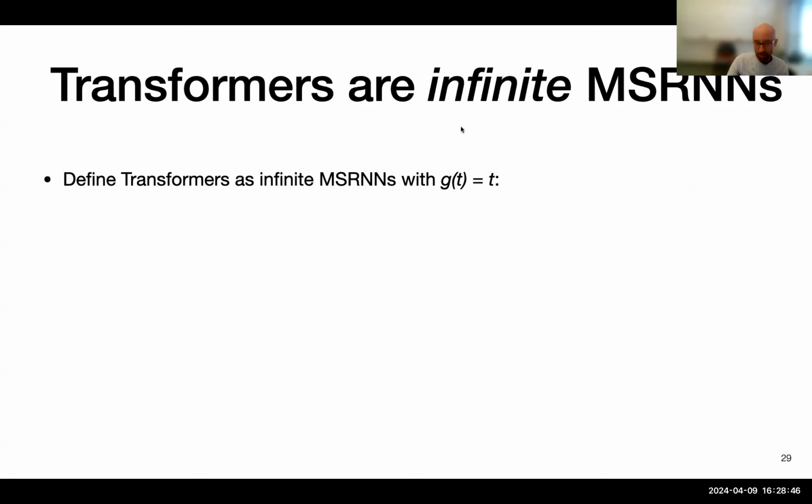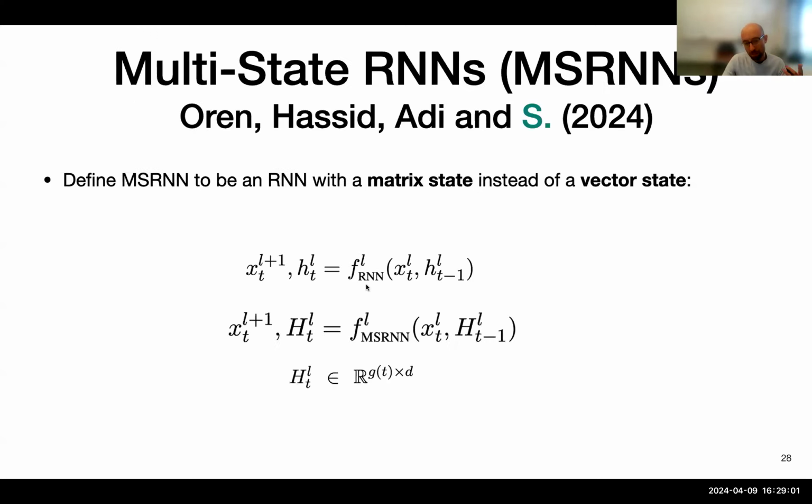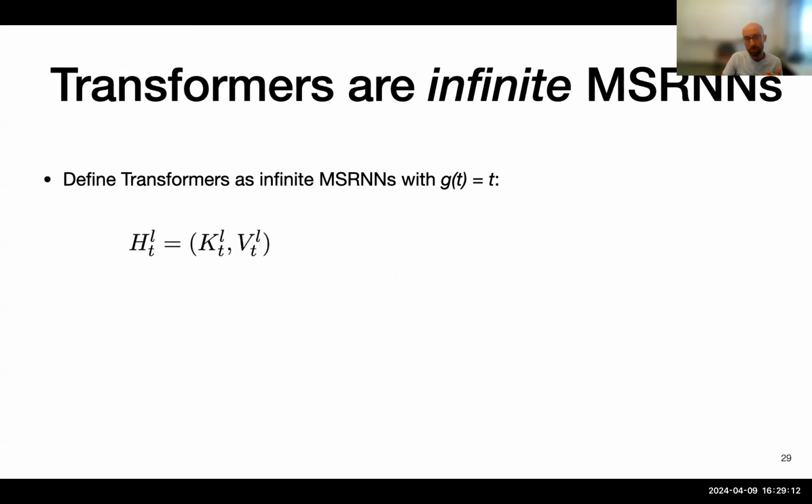And what I mean by infinite, now let's define transformers as MSRNN with setting the G function of T as just equaling T. What does this mean? This means that at time step T, this matrix is of size 1 over D. At time step 2, it's size 2 over D, and 3 over D, and 4 over D. So every time we add another row to this matrix.